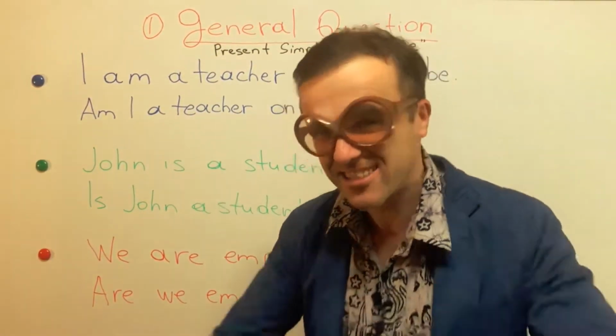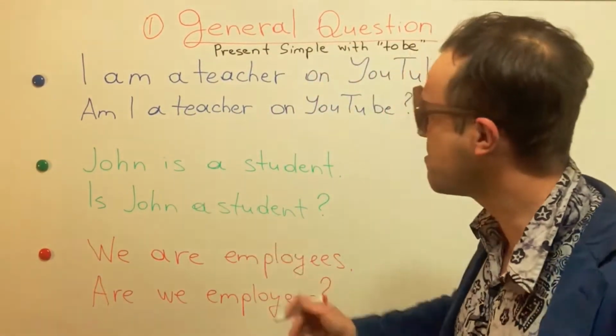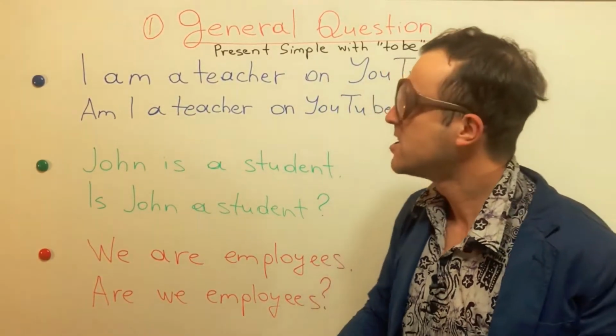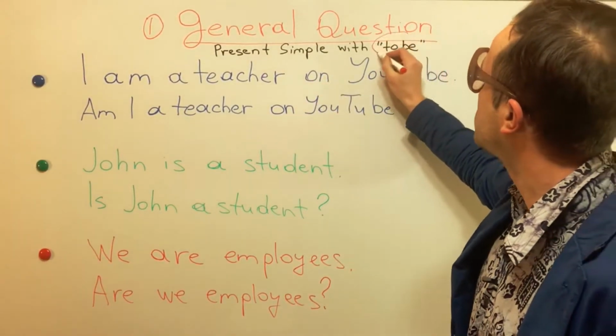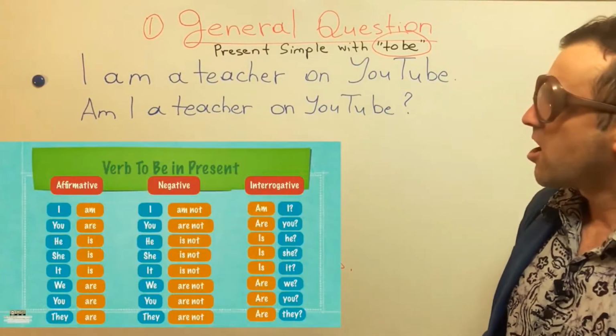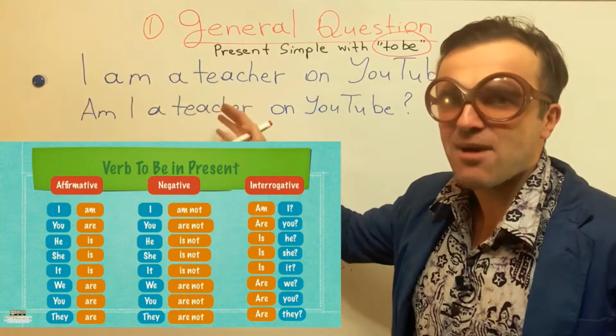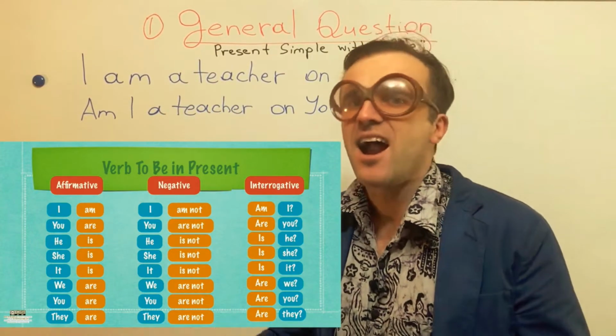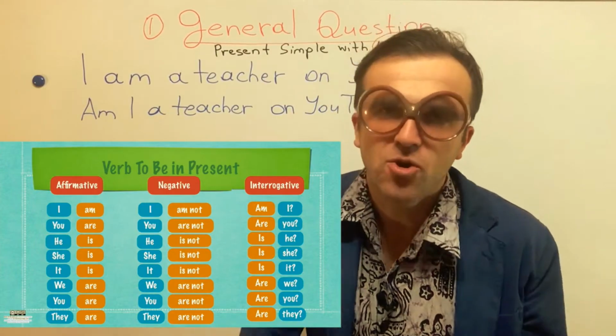Very simple, guys. I am a teacher on YouTube. Am I a teacher on YouTube? Okay? So, it's all about the verb to be. So, am, I am. You know, I am, he, she is. We are, they are, you are.